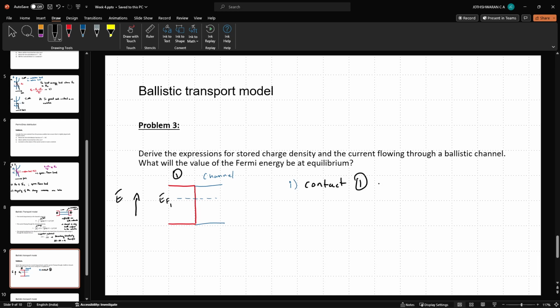So contact number 1 will try to fill the channel. The channel will have some energy levels in here. Depending on whether it's a 1D channel, like we've seen how the energy levels vary for a 1D, 2D and a 3D system, based on that there will be some energy levels over here, and the density of that is given by D of E in the channel.